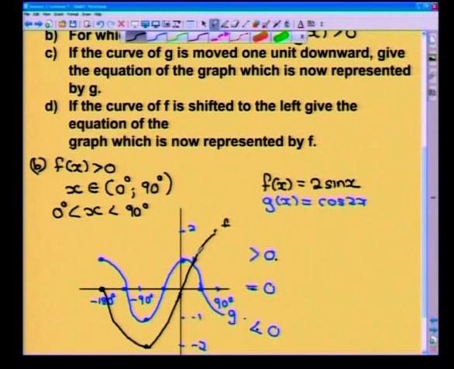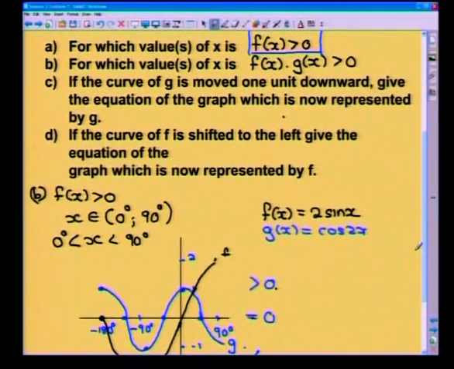Okay, so let's go to the next question, which says, B, for what values of x is f of x times g of x greater than 0? Now be very careful about this question. It is actually very easy once you see it, but it's always a bit difficult to start because you've got to understand that they're asking for a combination of the 2 y values times together.